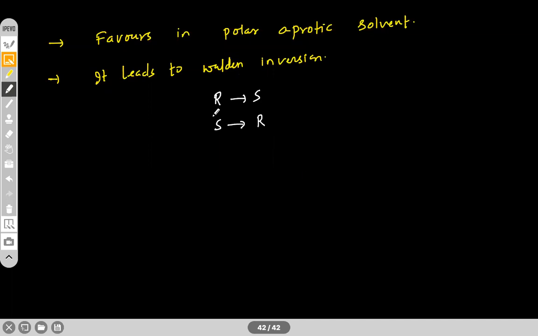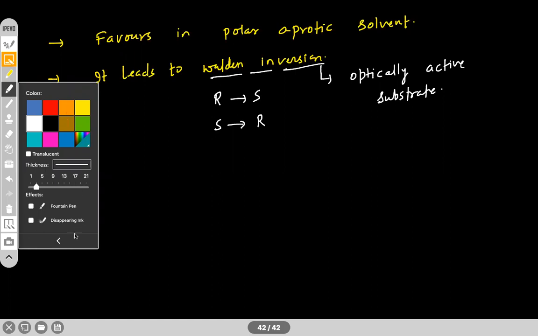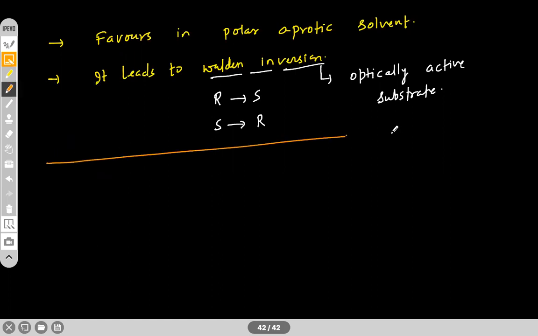This last point, Walden inversion, is valid for an optically active substrate. Otherwise, there is no sense of talking about Walden inversion. So this is all about SN2. SN1 and SN2 we have discussed. One general comparison you should know: SN1 and SN2, these both are competitive reactions.